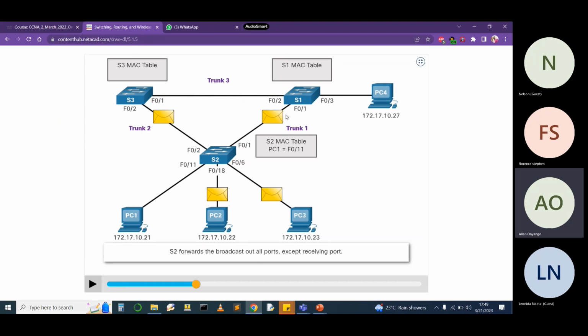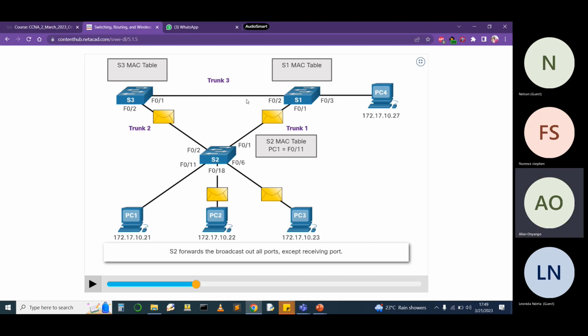And for S1, it has received the frame on F0/1. So it can never send it back. So switch S1 is going to forward it to PC4 through F0/3. And switch S1 is going to forward it to F0/2, going to S3. At that moment, I want you to note something. I know it hasn't happened, but it's going to happen. The same frame originated from PC1 is being broadcasted to S3 and to S1 from S2.